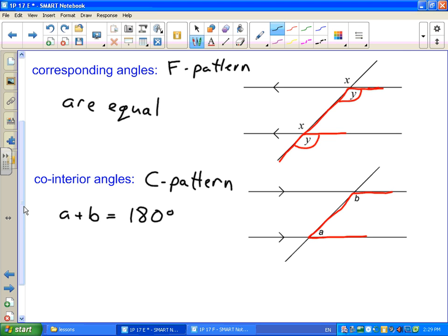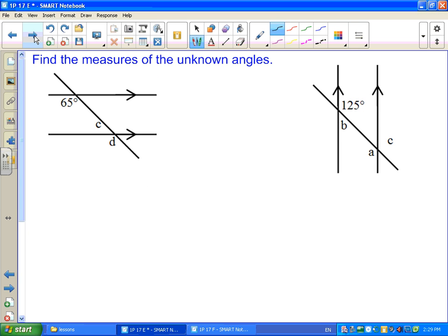And remember, this only works if these two lines are parallel. So what you need to be able to do on the test is, if you're given a situation like this, some picture with unknown angles marked, you need to be able to find the measures of the unknown angles. So let's take a look at this first one here. We want to be able to recognize either the F pattern, the Z pattern, or that C pattern, and use it to figure out these angles C and D. So do we see any of these patterns in this picture here that are going to help us use this angle that we know to get one of these unknown angles? What do you think?